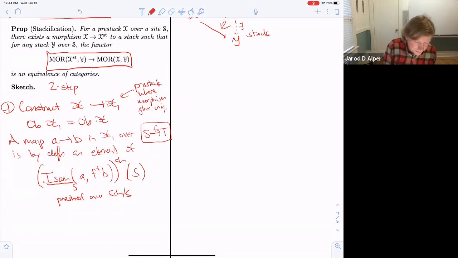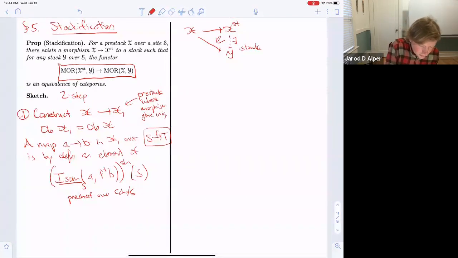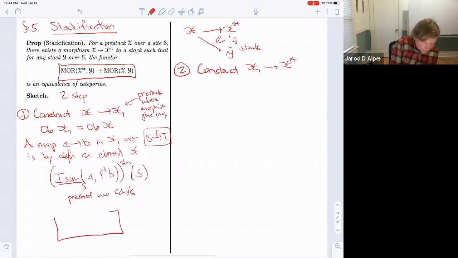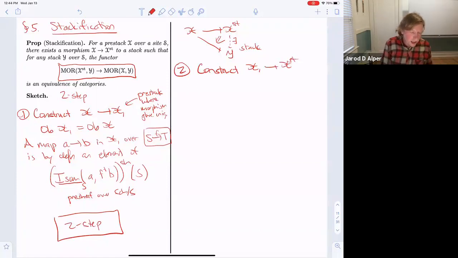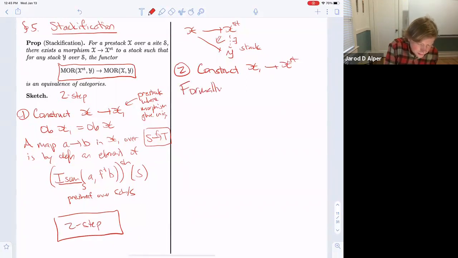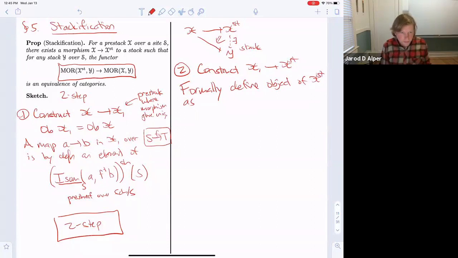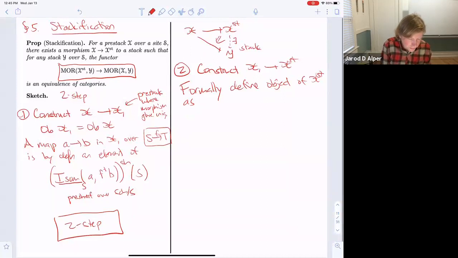And then the second part is you construct X1 to the stackification. Here Robbie would point out that, because this involves sheafification, this is really a two-step process. And then in the final step, now we need objects to glue, and we just do this sort of formally. We formally define an object of the stackification as a bunch of data, sort of like what we did with sheafification.